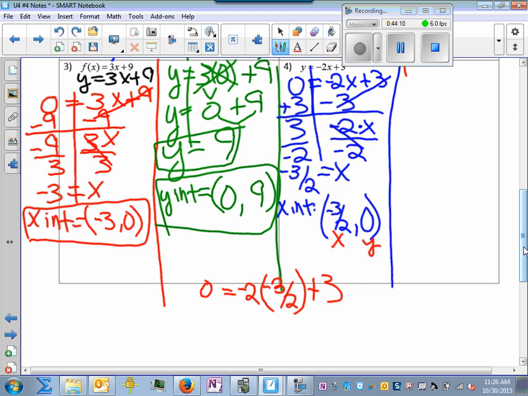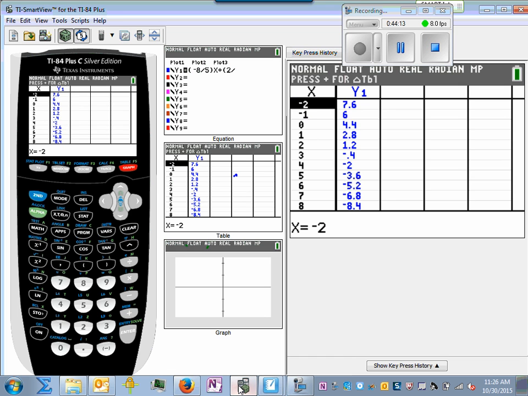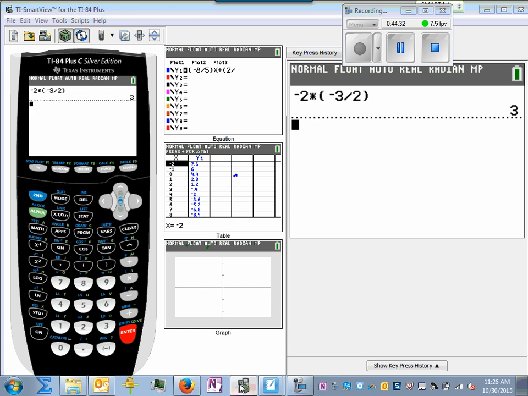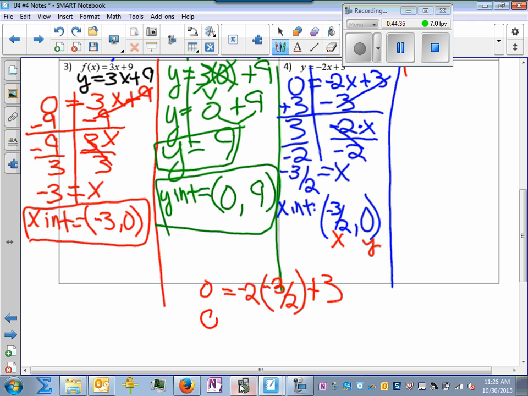So I'm going to go to my calculator, and I'm going to do second quit, take it away, negative 2 times, parentheses, negative 3 divided by 2. Enter. And I get 3. So I'm going to write 0 equals, this becomes 3. Then I bring down plus 3. Wait a second. One thing is off here. Aha! Does anyone else see my mistake?